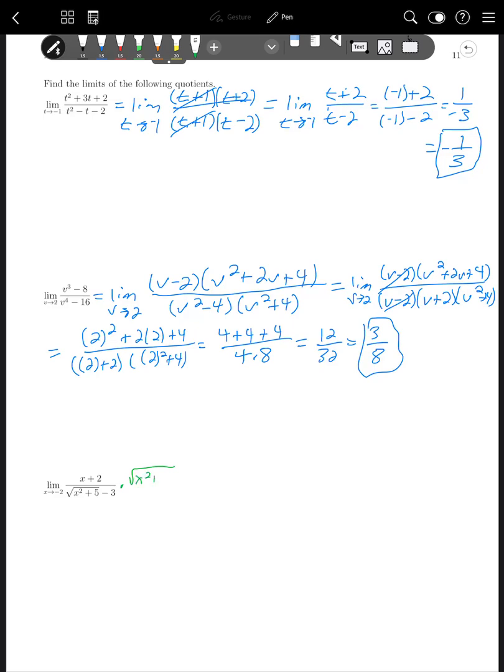So that's the square root of x squared plus 5 minus 3. I mean plus 3, sorry, the conjugate. So I just need to change that middle sign. So this would be the limit as x approaches negative 2 of x plus 2 times the square root of x squared plus 5 minus 3 over x squared plus 5 minus 3.